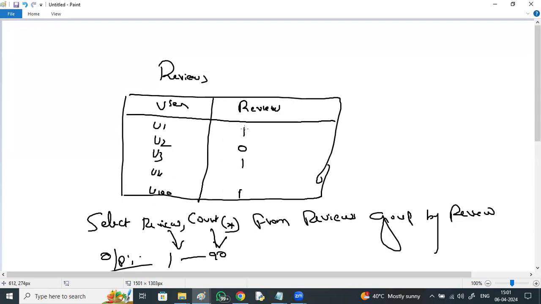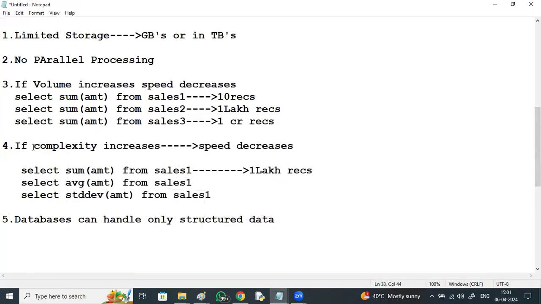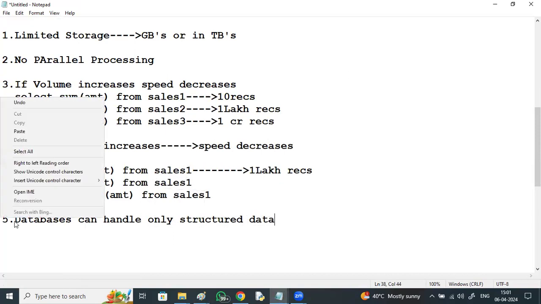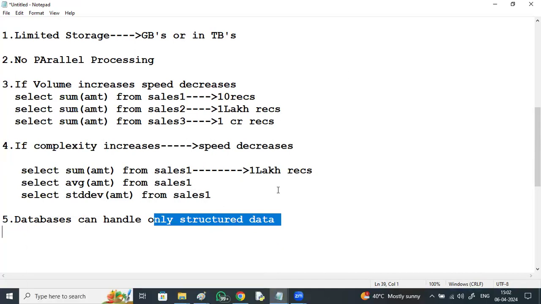For example, the first person says the movie is good, the second says the movie is not good. Can you write an SQL query to count the number of goods and not goods? That is not possible. Even if you just count using the keyword good, it gives a wrong computation, because even "not good" has "good" in it. So databases cannot handle this kind of data. The major drawback is that databases can handle only structured data, not unstructured or semi-structured data.